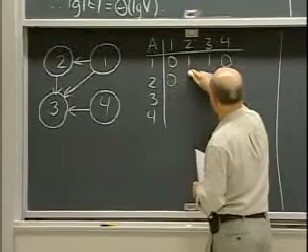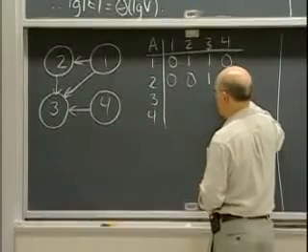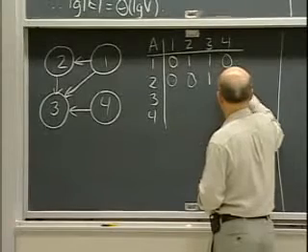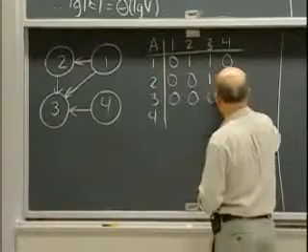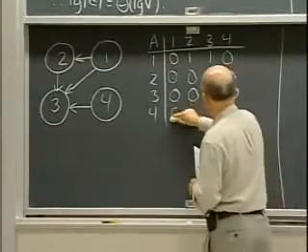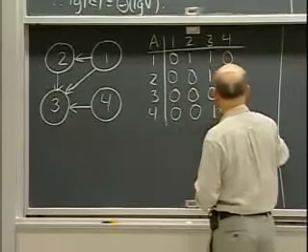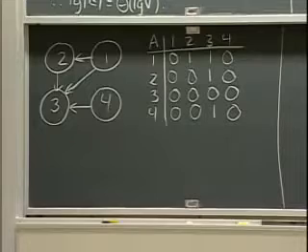Is there an edge from 2 to 1? No. 2 to 2? No. 2 to 3? Yes. 2 to 4? No. No edges going out of 3. Edge from 4 to 3, and that's it. So that's the adjacency matrix for this particular graph.